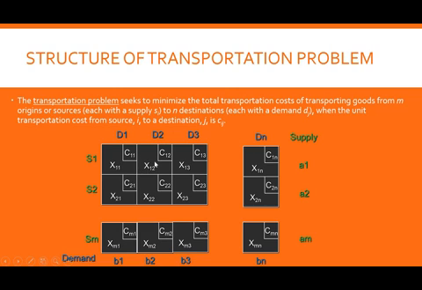So Xij is your decision variable. It is a non-negative variable. You can transport 0 or more number of quantity from a source I to the destination J, but you cannot transfer or transport negative quantities. Hope you have understood the structure of the transportation problem. Quite good. Shall we move on further?